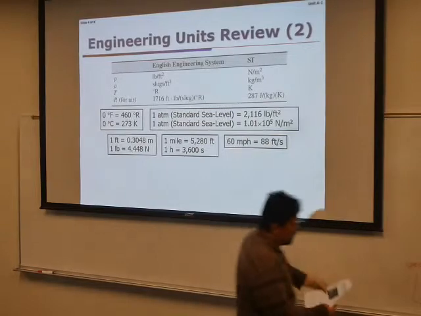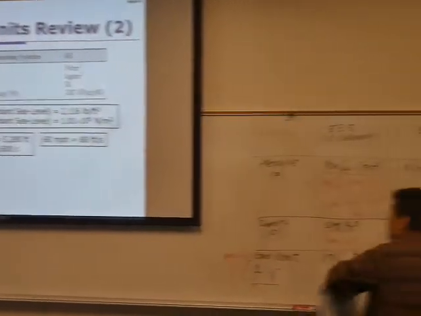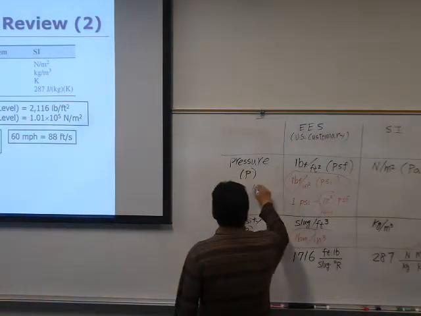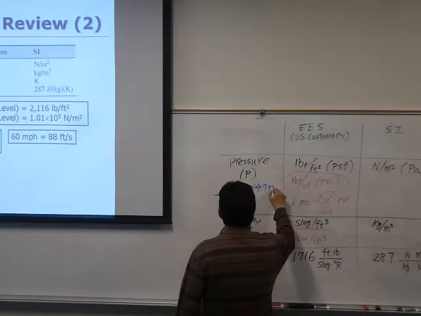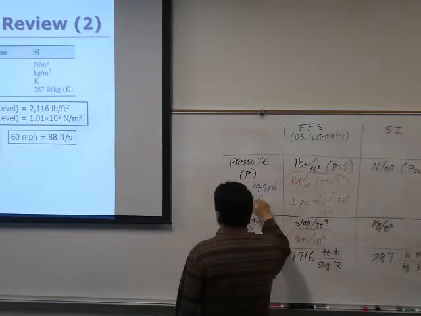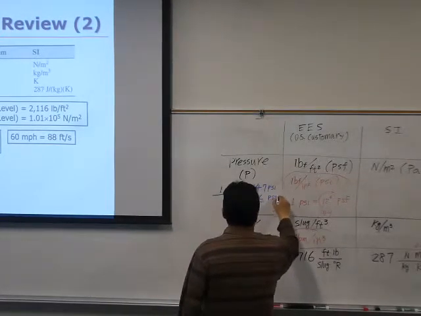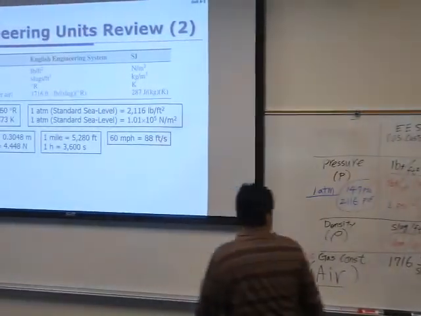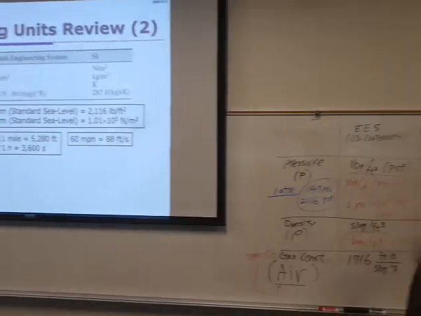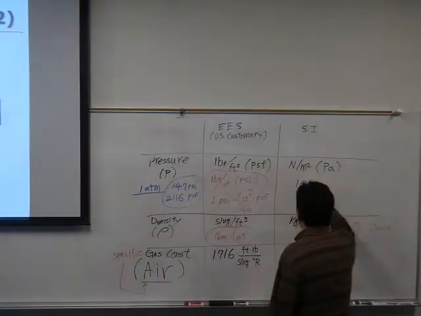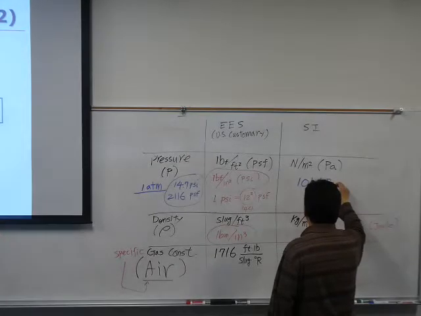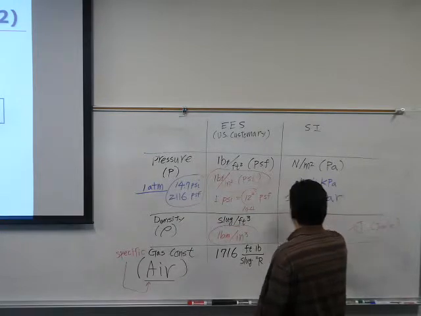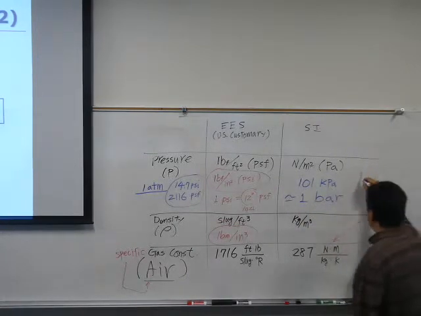Let me just write it down here. Okay. 1 atm, 14.7 psi, or 2116 psf. Either way. Okay. ATM for SI unit is oftentimes called 101 kilopascal, or oftentimes called 1 bar. Okay, that's 1 ATM.